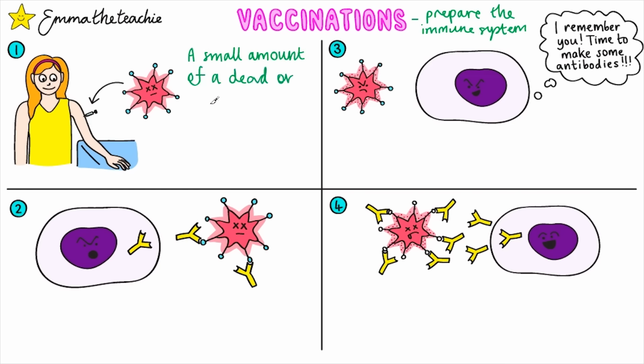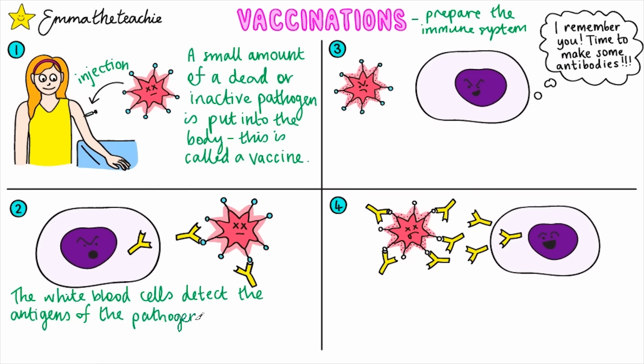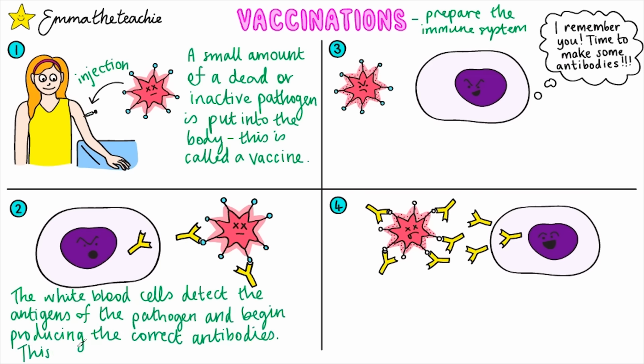A small quantity of dead or inactive pathogen is put into the body. This is called a vaccine, and it's normally delivered via an injection. The white blood cells will then detect the antigens of the pathogen and begin producing the correct antibodies. This takes some time, so it's a pretty slow response.